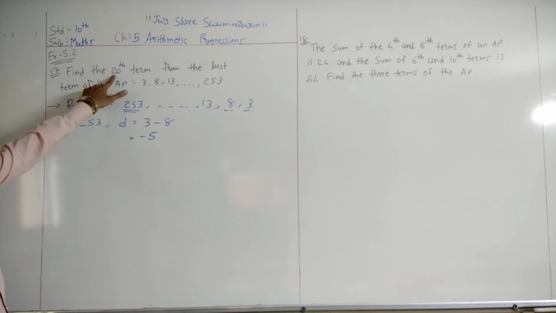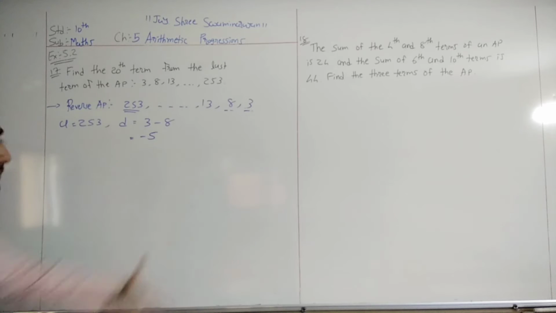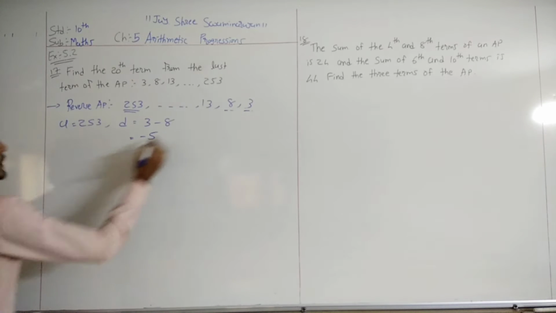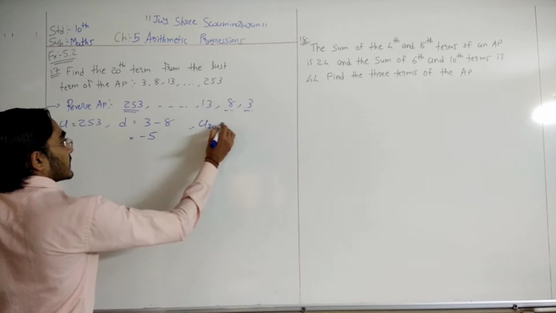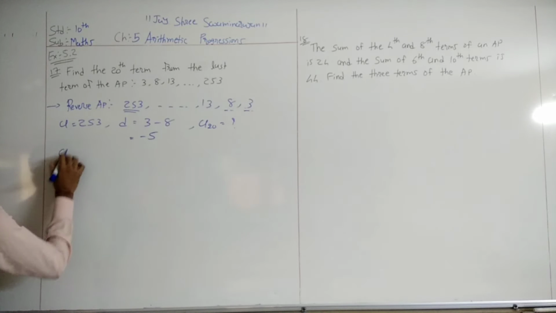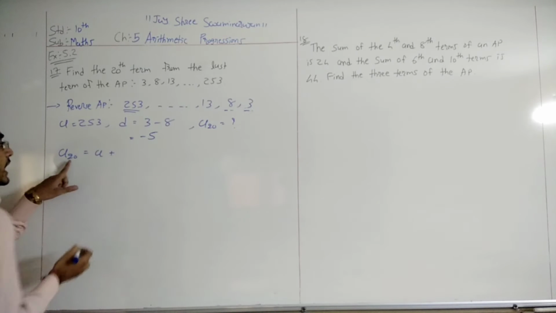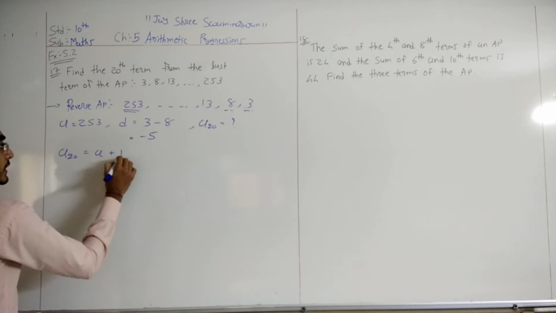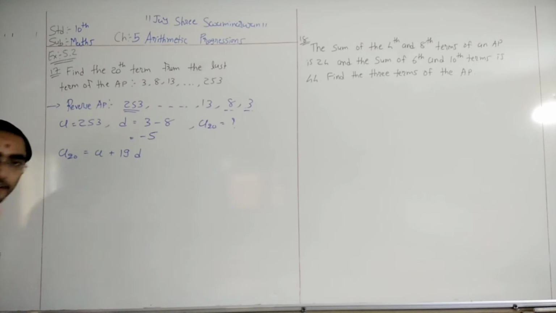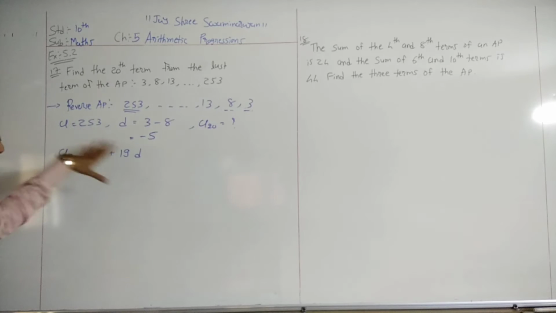Now what we need to find? We need to find the 20th term. Right, that means we need to find A20. So A20, what is the formula? A plus n minus 1, 20 minus 1, 19 D. Here we have the value of A and D, so we can easily find it.